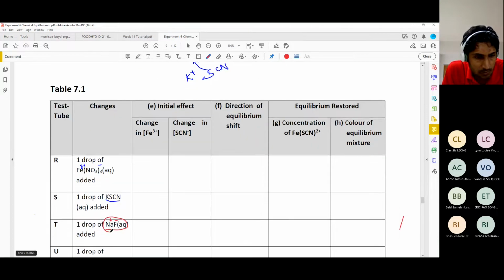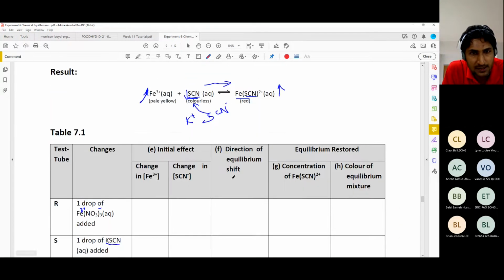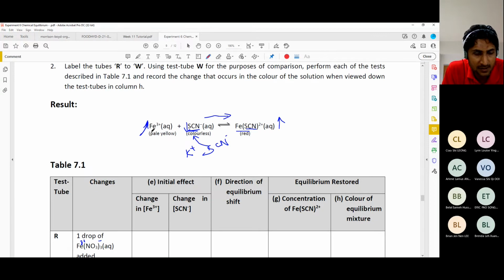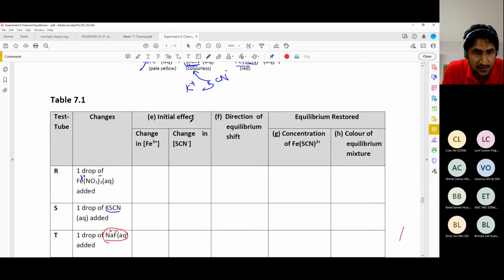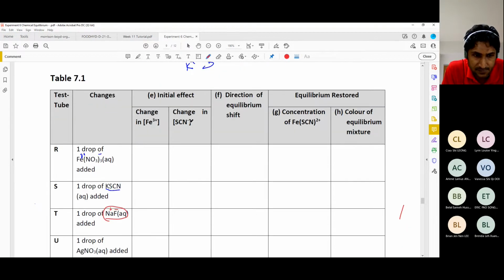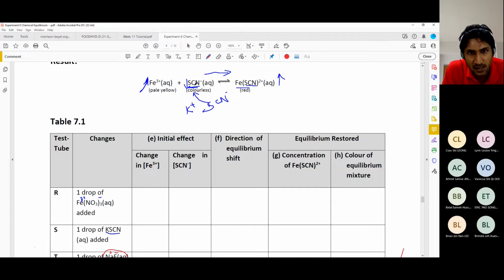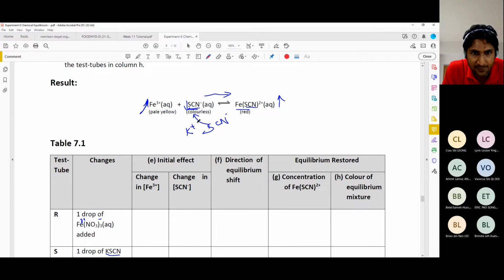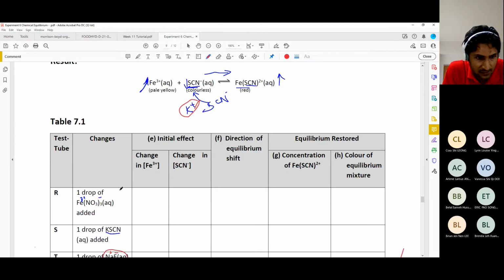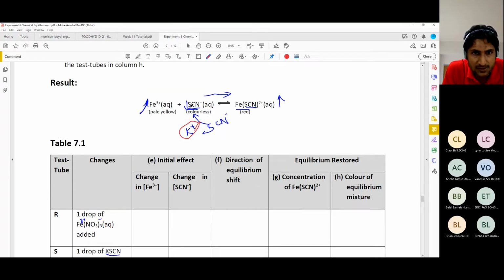So sodium cannot bind to iron because sodium is also a metal ion. But let's say that we know sodium thiocyanate can be produced, right? Just like potassium thiocyanate, which we added here, sodium will also go and bind with this thiocyanate and produce sodium thiocyanate.